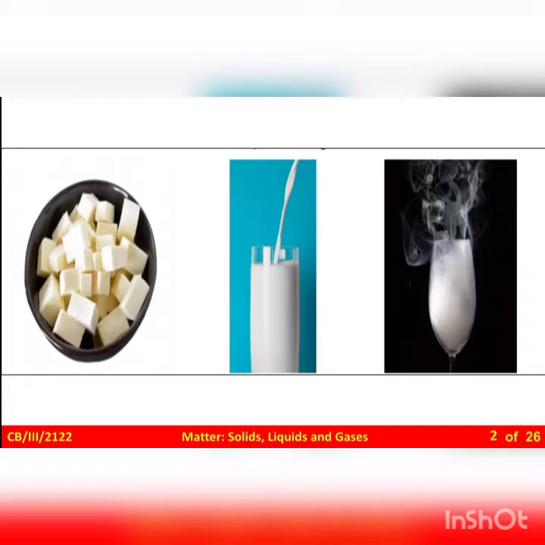Can you guess the picture? The first picture is, yes, solid. And the second picture is liquid. And the third one is gas. So these three are the states of matter. So matter exists in three states. They are solid, liquid and gas.